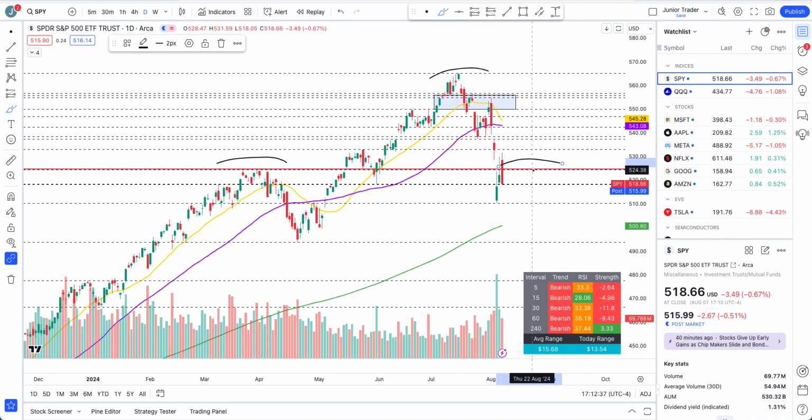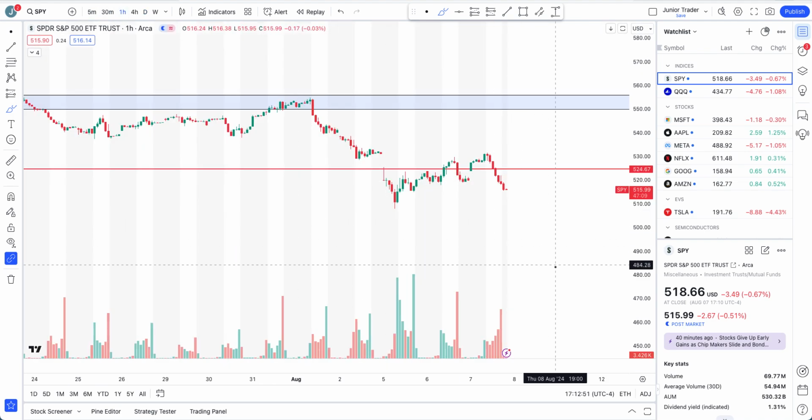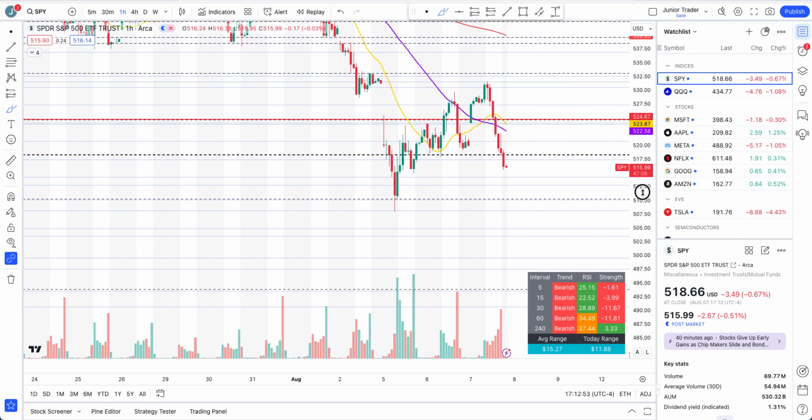If SPY continues to close below 524 and consolidates here and then finally loses the 200 day moving average, guys, this is turning into a head and shoulder, and on S&P 500, that's a very bad thing. So yeah, we are still in dangerous territory, right?